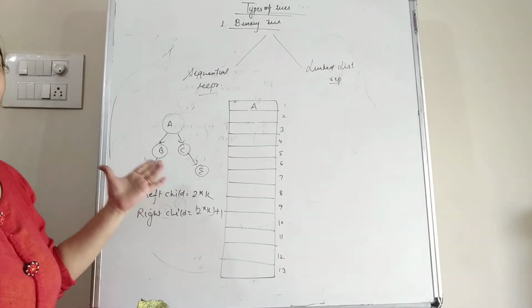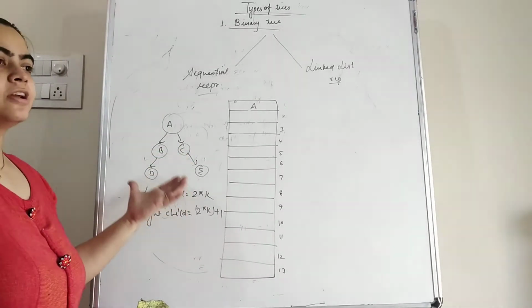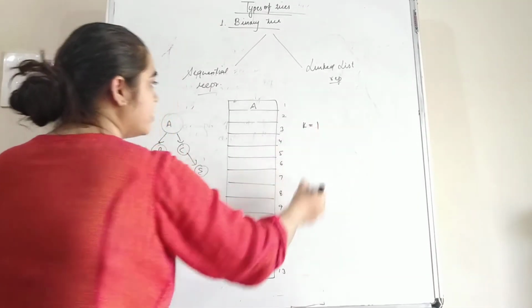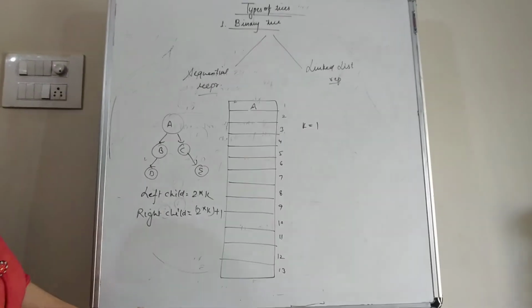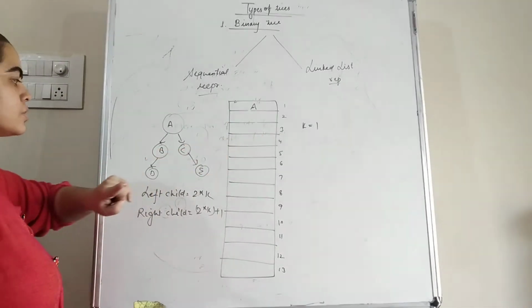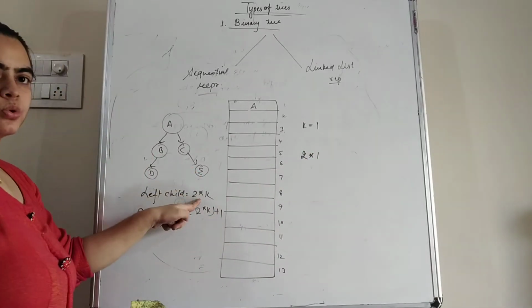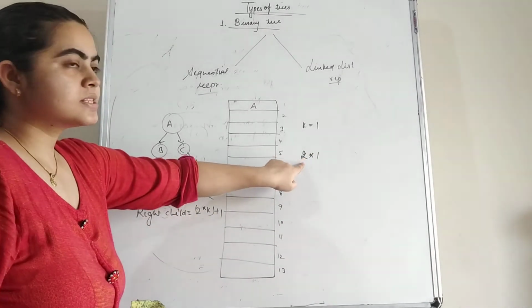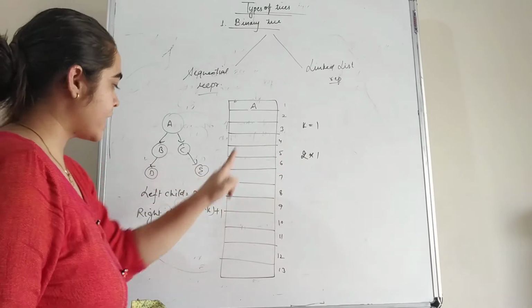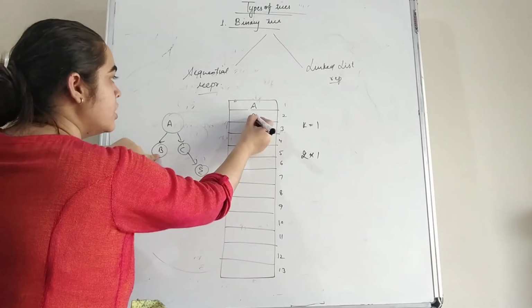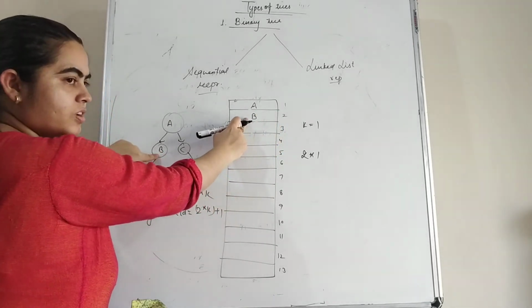So in order to add B and C in the array, we have to start with this value, that is k. Initially we set the value of k equal to 1. If k is equal to 1, then we put this value in this formula, that is 2 into k. So 2 into 1 is the second memory location. So in the second memory location we can add the left child. The left child is B. So at the second memory location we add B.